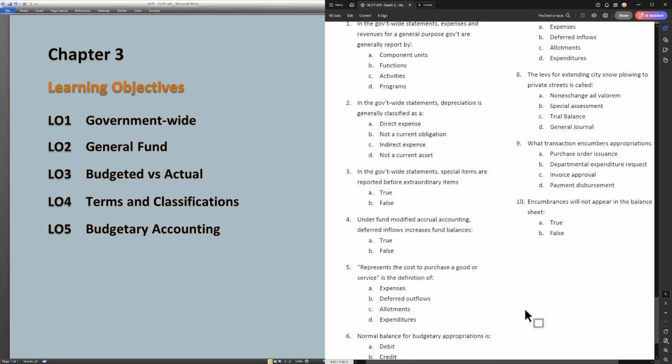In the government-wide statement, special items are reported before extraordinary items. That's true. Remember, the special items are the ones that are within management's control. The extraordinary items are the ones that are not within management's control, and so they're listed separately. I'll just point out, it's a minor detail, but special items can be unusual or infrequent, whereas extraordinary items have to be both unusual and infrequent.